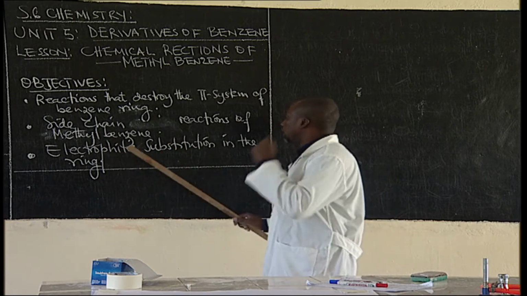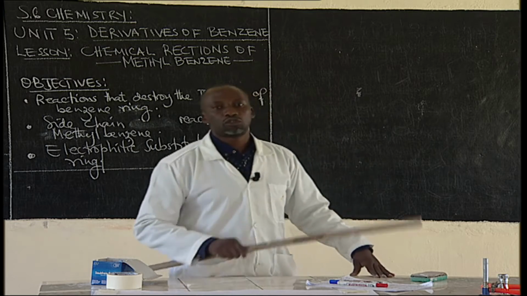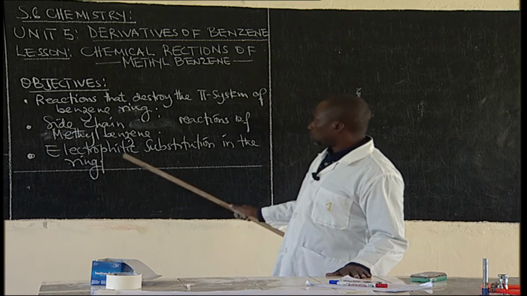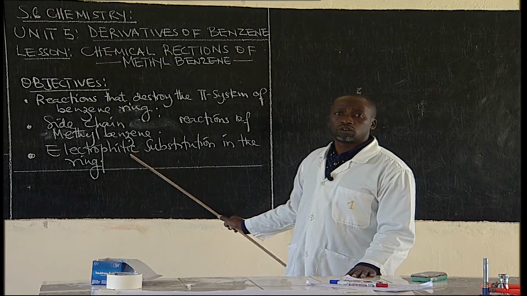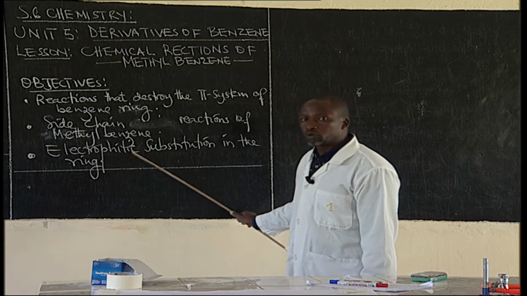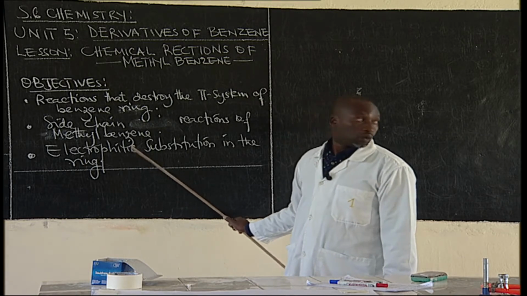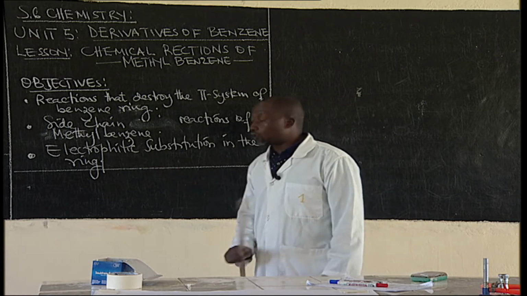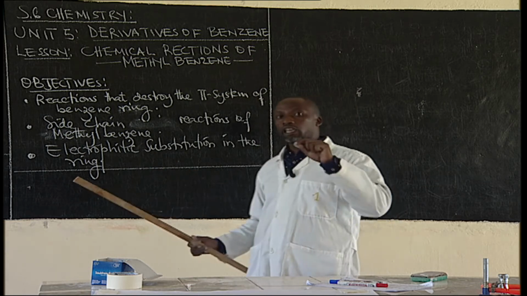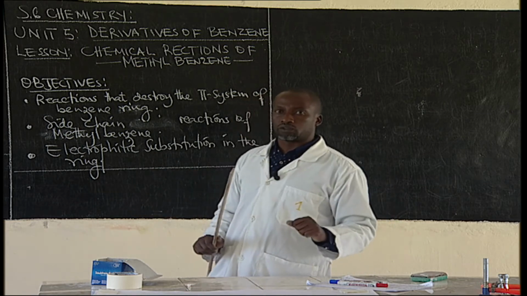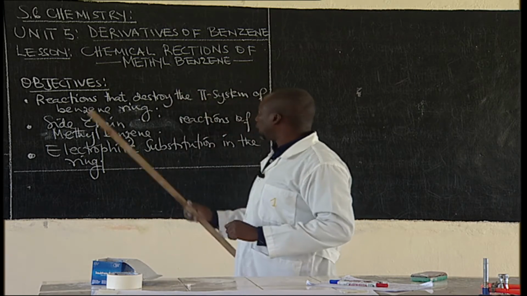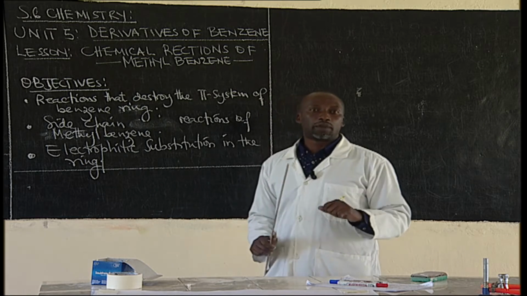And then we look at the electrophilic substitution reactions of the benzene ring. We had looked at this one before with benzene. I hope you still remember what we looked at in the electrophilic substitution of benzene. But this time, we are looking at the electrophilic substitution of methyl benzene, or toluene, which is one of the derivatives of benzene.